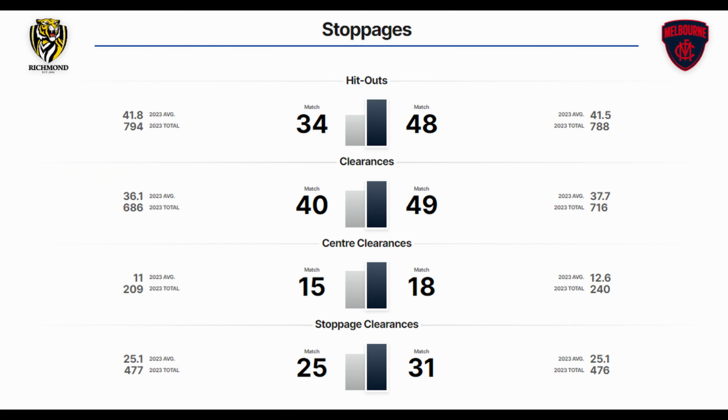But looking back at Richmond's clearance ability in their last 5 games, in the game they lost against Melbourne, they lost clearances 49 to 40, and lost centre clearances 18 to 15, stoppage clearances 31 to 25. So they had a fair say on the outcome, having 10 more clearances and winning both the centre clearance and stoppage clearance battles. Definitely had a fair say in Melbourne's ability to push the ball forward.